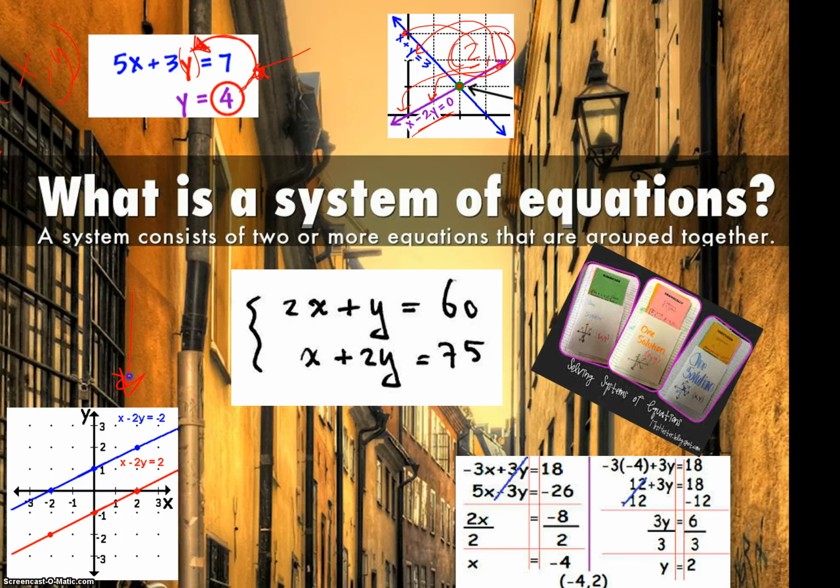This picture down here is a set of parallel lines. There are times when your lines are parallel, they'll never touch, so there's no solution to that system. There's also a method called the elimination method. We're not going to learn about that today, but that is a possibility. There's also the graphing method right here. So graphing, substitution, and elimination. Today we're just focusing on substitution.